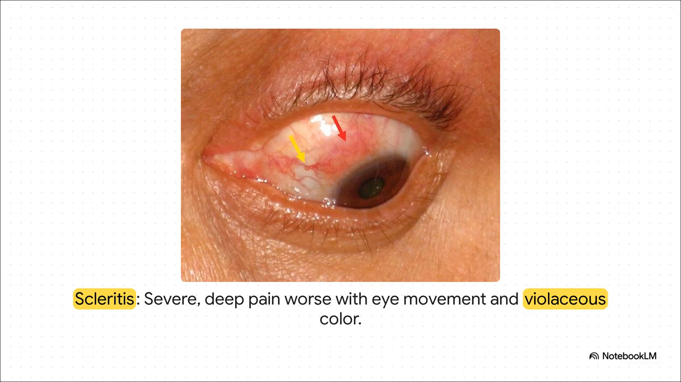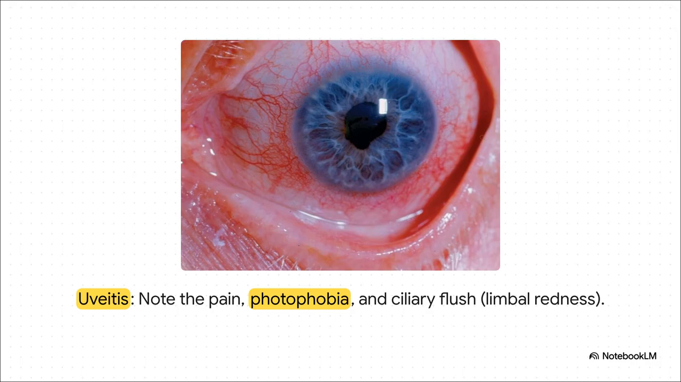Then you have scleritis. Now, this isn't just redness. The pain is described as a deep, boring pain that's so bad it can wake you up from sleep. And notice that color? It's not just red, it's got this purplish or violaceous tint. That is a huge red flag. And what's really important to know is that more than half of these patients have some other systemic disease going on, like rheumatoid arthritis.